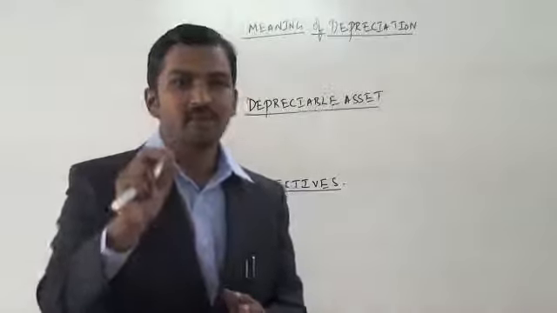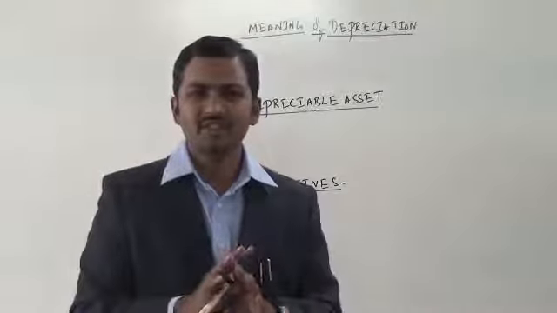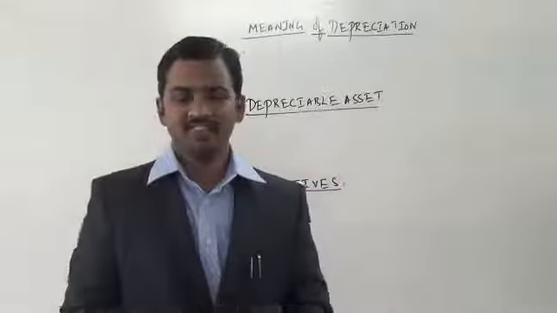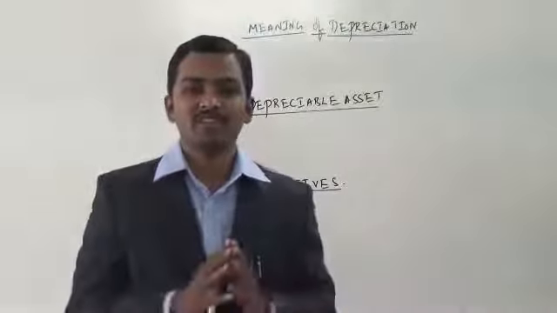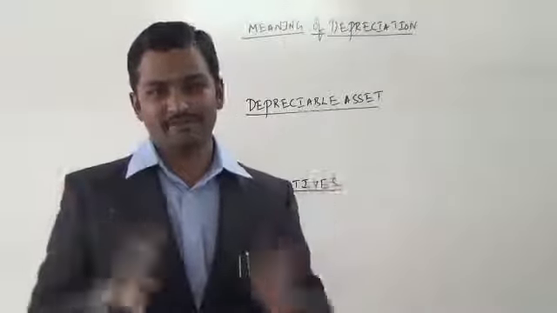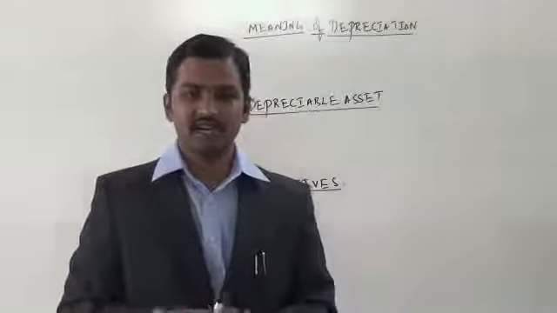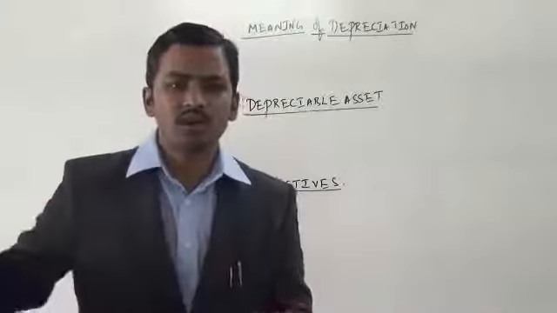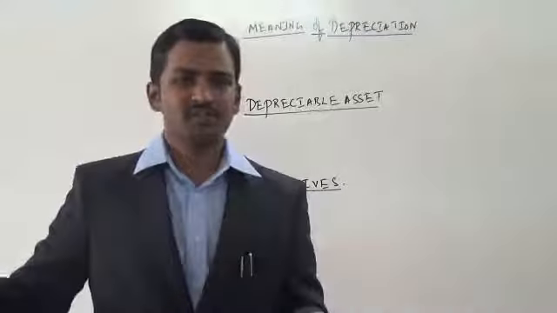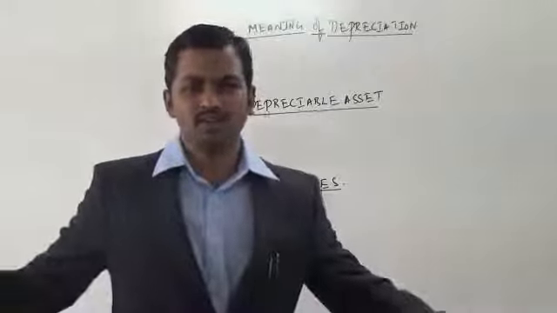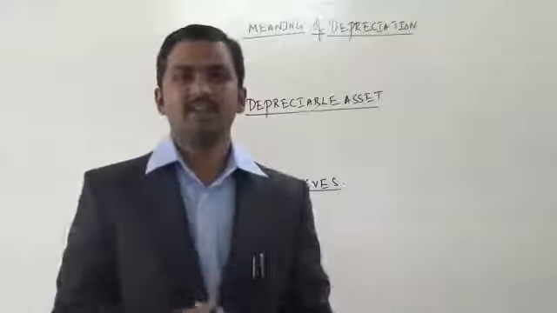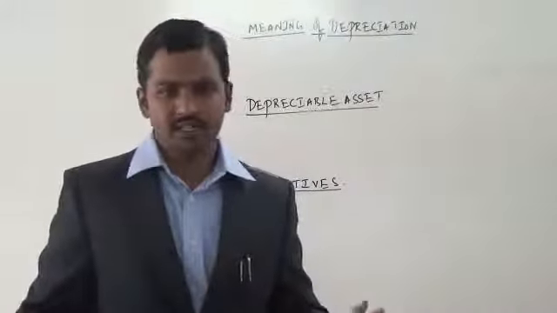See, take the example of land. Land is not a depreciable asset. Why is land not a depreciable asset? Because it has unlimited useful life. It cannot be called as a depreciable asset. Land does not lose its value due to use, efflux of time. Land never becomes obsolete, it will never become outdated. That is why land is not a depreciable asset.